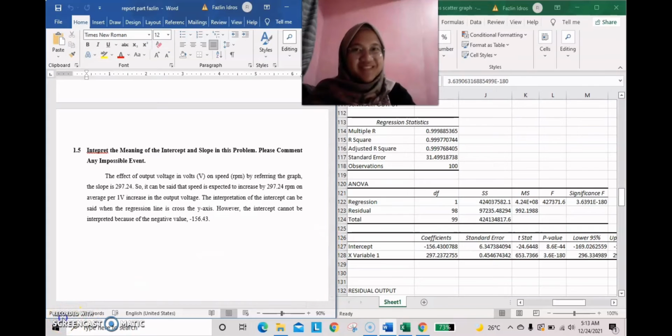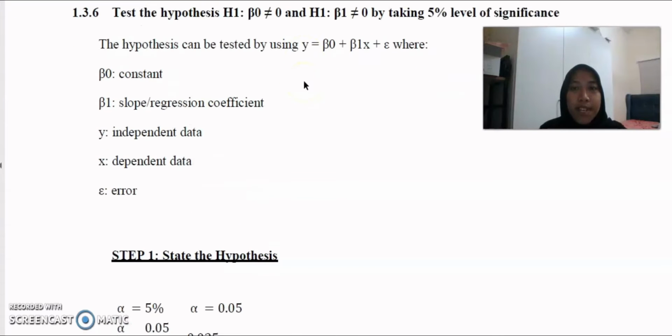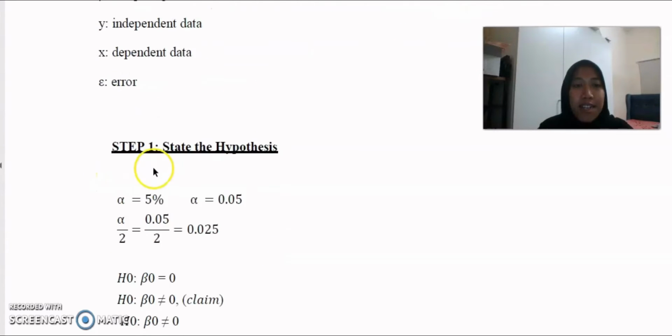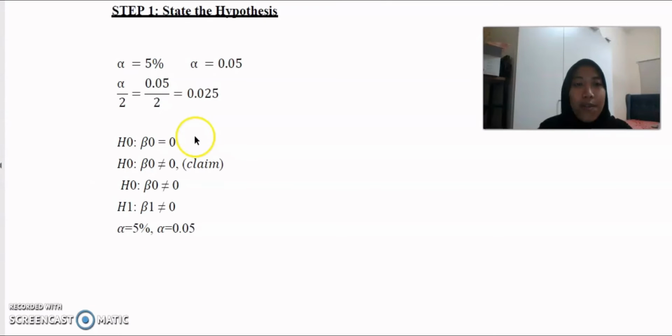Hi, my name is Nanabia binti Muhammadiyah, and my matric number is CE190179. I will explain the test of the hypothesis H1, which is 1.3.6. The hypothesis can be tested by the formula where beta 0 is the constant, beta 1 is the slope or regression coefficient, y is the dependent data, x is the independent data, and there is an error term. For step 1, we state the hypothesis, where alpha equals 5%, alpha equals 0.05, and we divide by 2 to get 0.025.